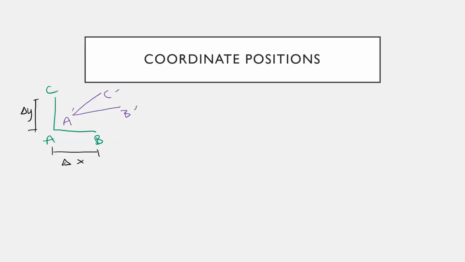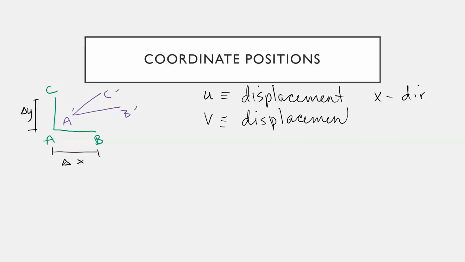So to do that, I'm going to need to write down what those coordinates are. First, let's say that U is the displacement in the x direction. So U is a function of x and y, which means if I know that function U, I can tell you for any point x and y on this body how much it moved in the x direction. That's what U tells me. And V is defined as the displacement in the y direction, also a function of x and y.